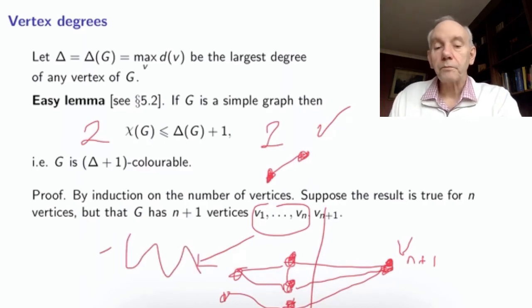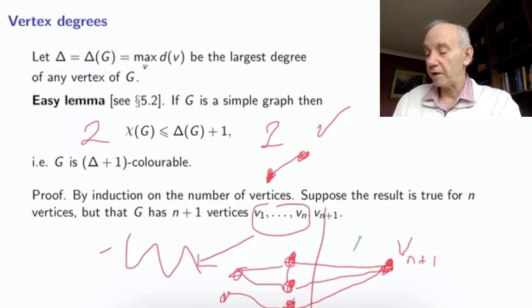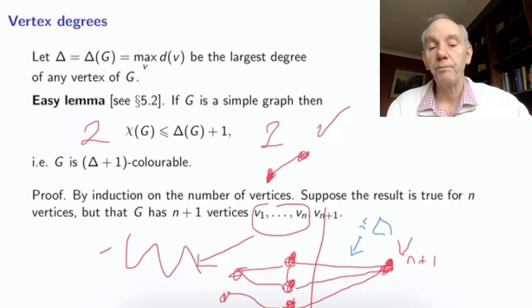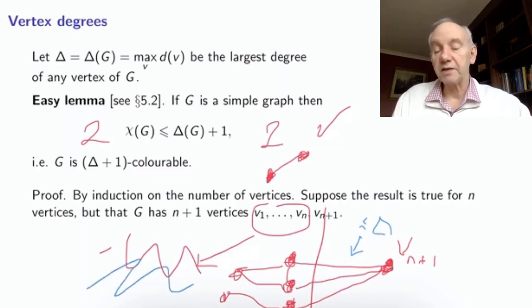Now, the key point here is that because the vertex degrees are at most delta, the number of edges leading to the last vertex is less than or equal to delta, because the degree of the last vertex is at most delta. Now, if we've coloured the left-hand side of the graph to satisfy the lemma, that's our inductive hypothesis, then we know that delta plus 1 colours suffice on the left. We've just got to colour the last vertex so as to satisfy our constraint.